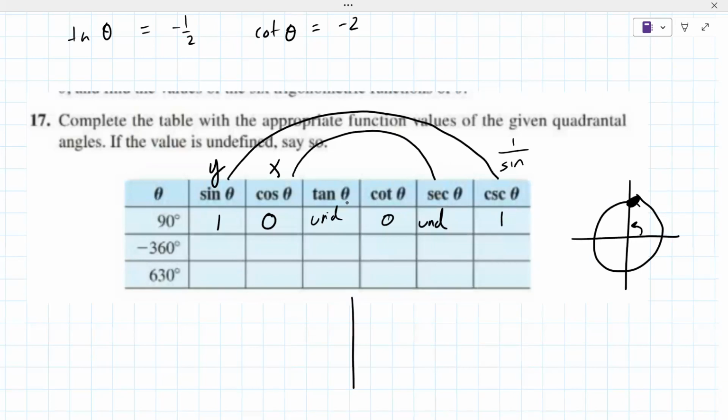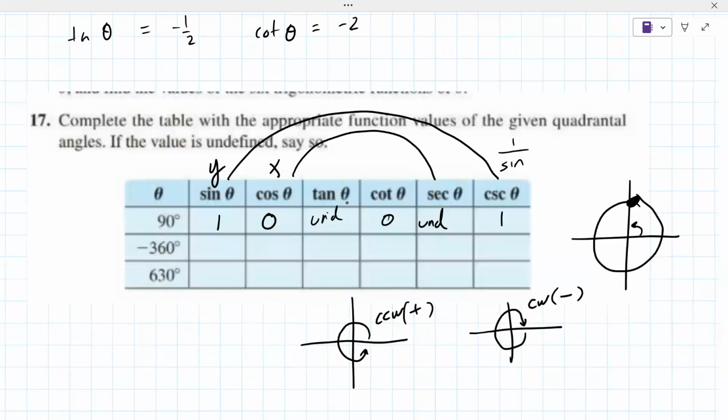All right, now minus 360. We haven't talked much about it, but in the unit circle, counterclockwise is positive, clockwise is negative. I don't make the rules, that's just the way it is. So minus 360 degrees gets you back to this place on the unit circle where X is 1 and Y is 0. So go ahead and fill in the rest of that table based on what you know.